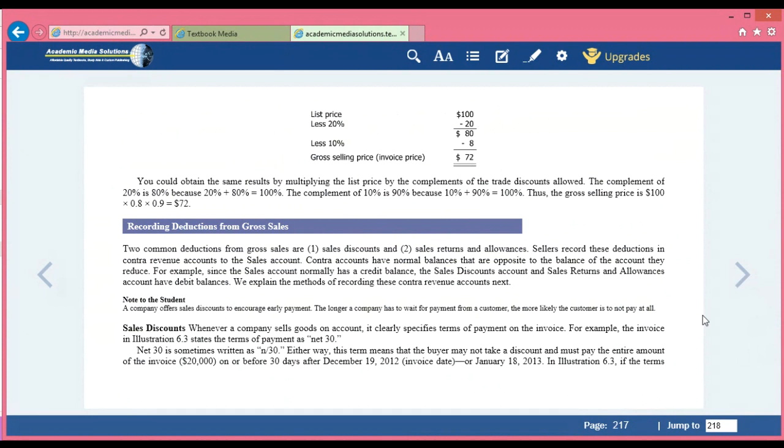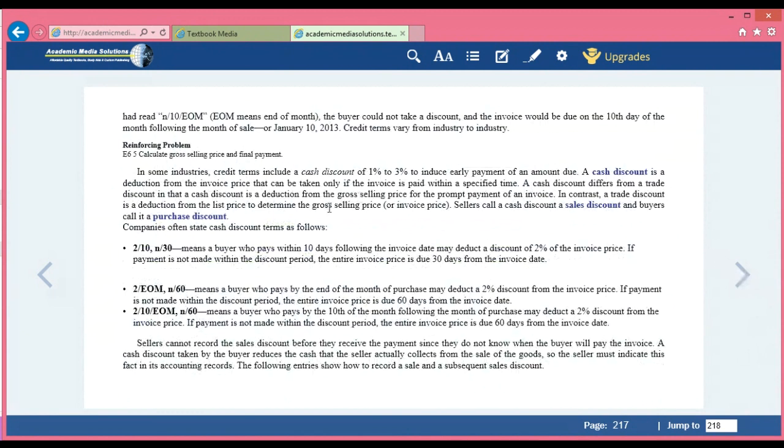The next type of discount is a sales discount. This is when the company offers you a discount off of what you owe them if you will pay early. Let me go to some examples on the next page. Here's some common discounts. 2/10 net 30. Now these are called credit terms. 2/10 net 30 means if you'll pay within 10 days, you can take a 2% discount. If you don't pay within 10 days, then the whole amount is due in 30 days.